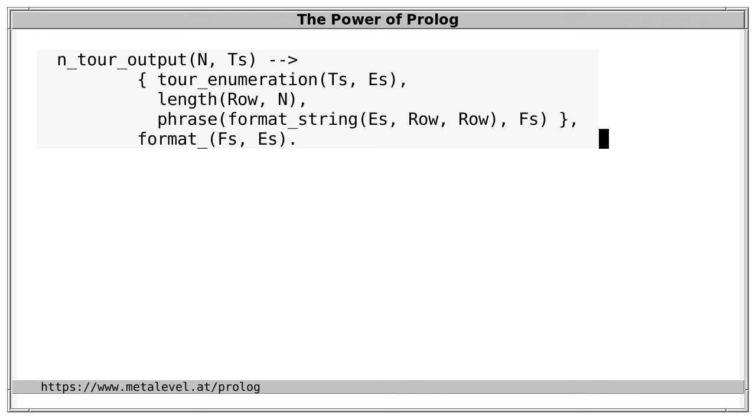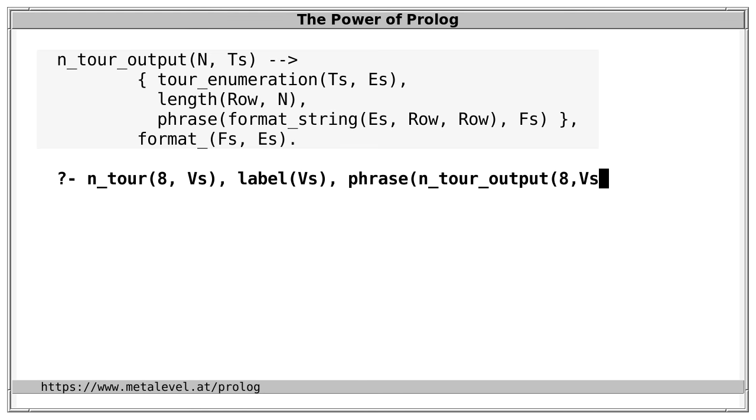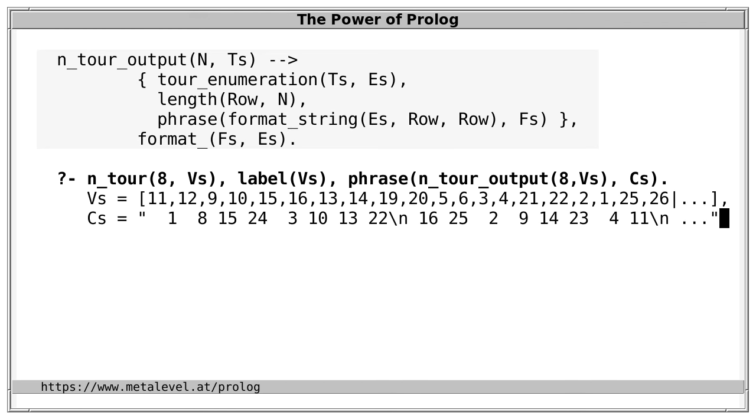Are there more elegant ways to describe the output, or shorter ways? Was it a good idea to describe the format string separately, or should we maybe merge some of these building blocks? For now, let's ask Prolog. If V's is a knight's tour on an 8 times 8 chessboard, then what is the output C's? And in response, we get an answer, in this case a solution, that is ground terms for V's and C's, a list of integers and a list of characters, where C's is the output as a string in the readable form we've described.